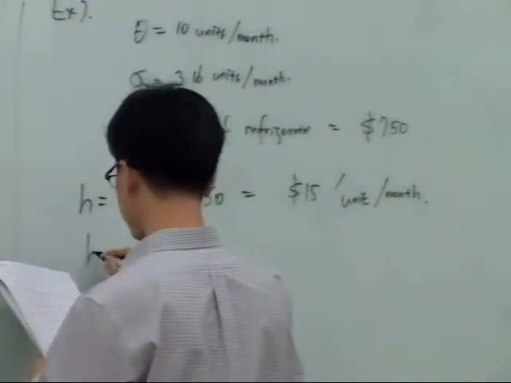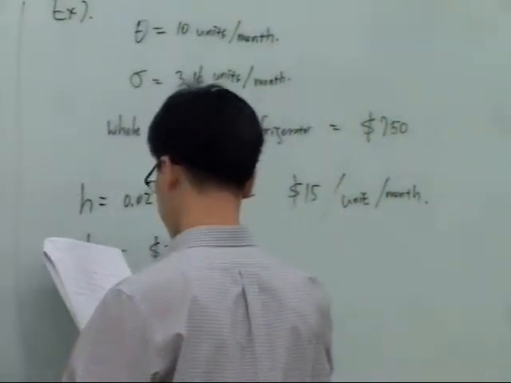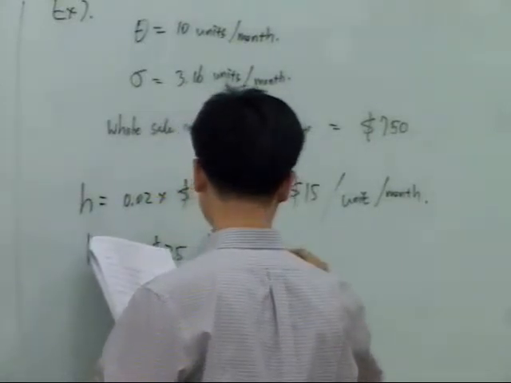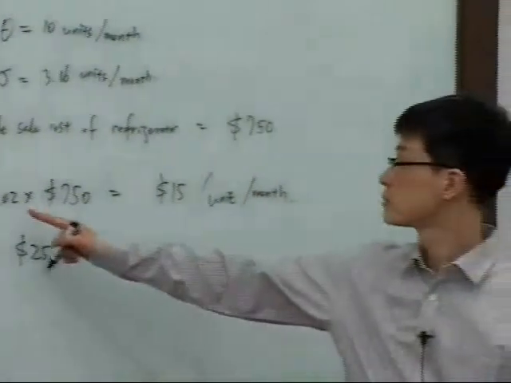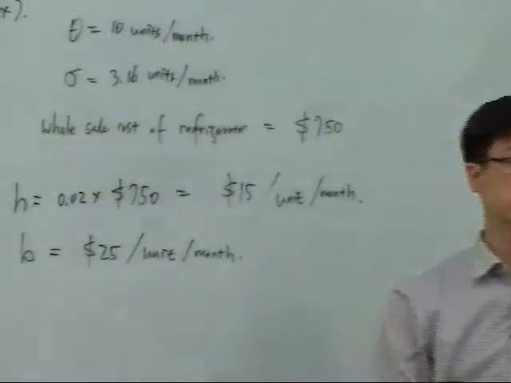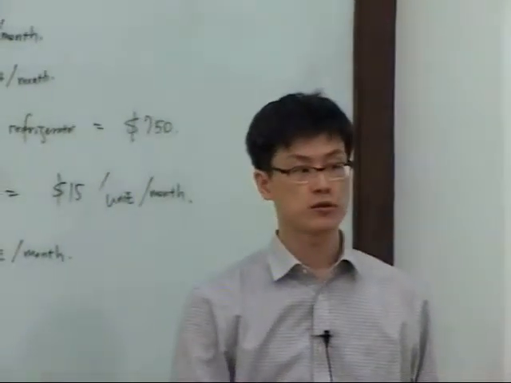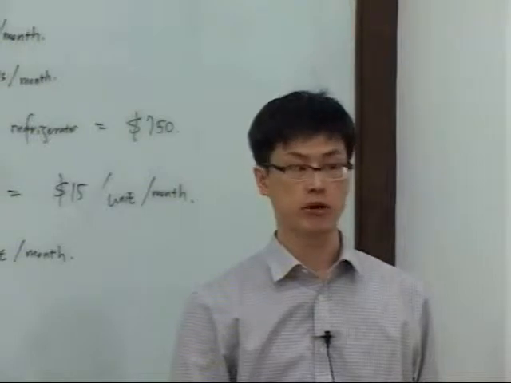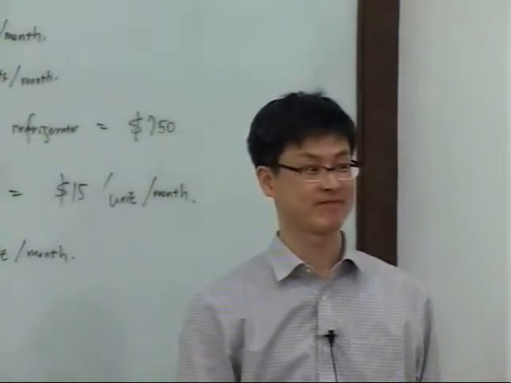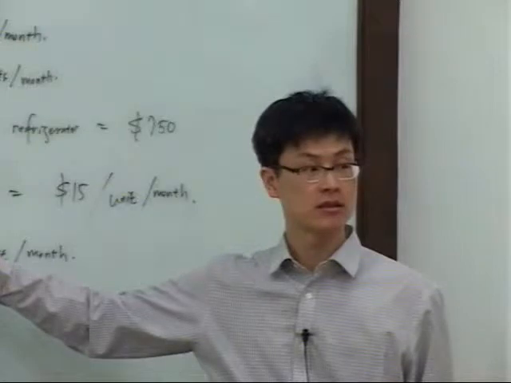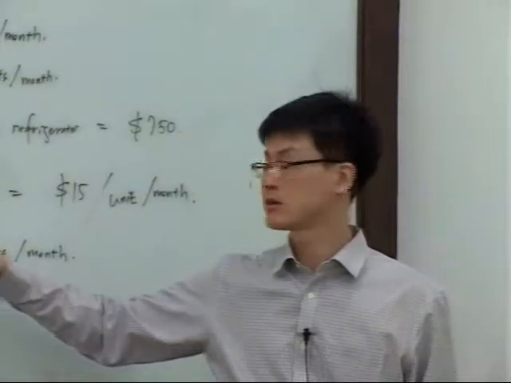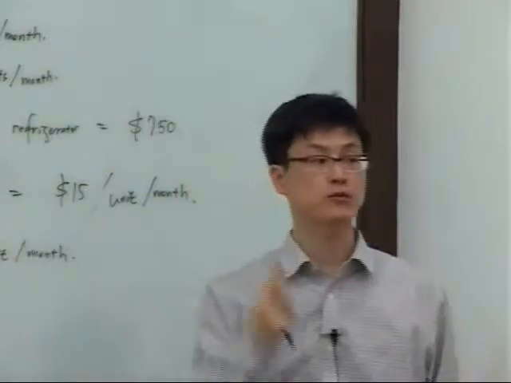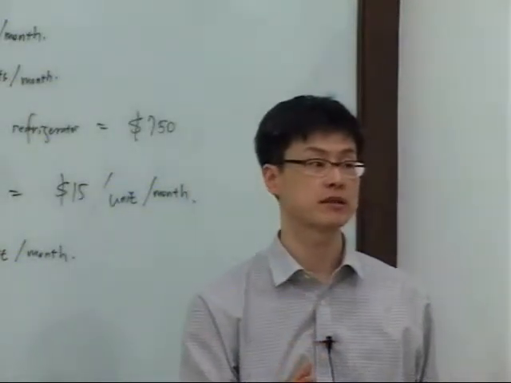Okay, and let's assume your back order cost B is $25 per unit per month. Is it 20% annual interest? No, 2% monthly interest. 2% annual interest would be very low, right? If it had been annual, then we would be dividing by 12 to get the monthly interest rate. But this means a 2% monthly interest rate.